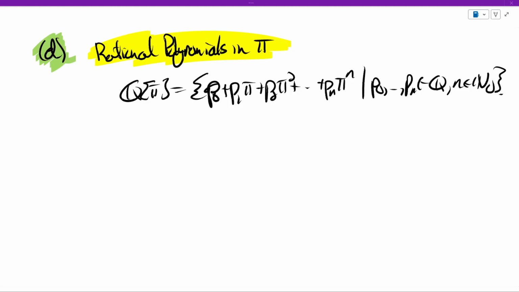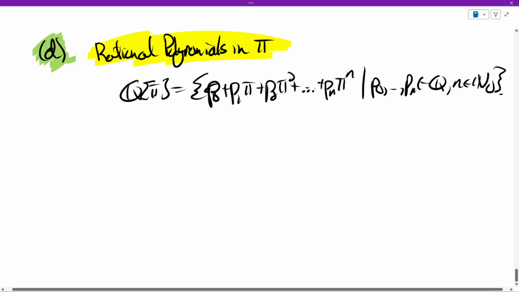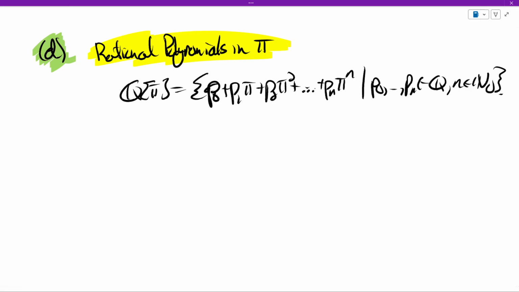In our next example, we're going to look at rational polynomials in pi. So instead of integral polynomials, our coefficients are now rational numbers. And I'm not sure if it's a sin to use p and pi in the same way as I've done here, but nevertheless, it's already been done. So this is what elements of Q adjoin pi look like.